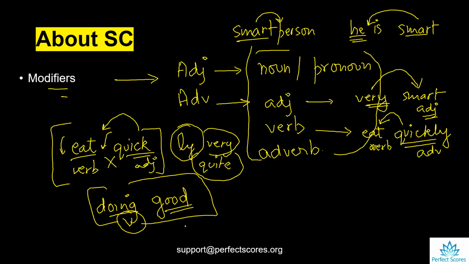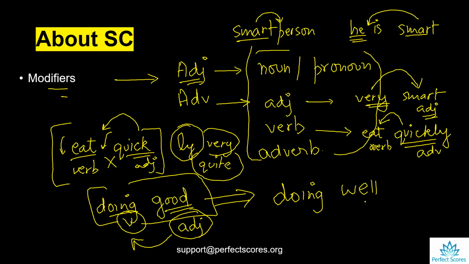Good is going to be an adjective, yeah. So do you think this adjective can describe the verb? No. It won't, because adjectives describe only nouns and pronouns. You cannot use good for any action. So what you're going to say is, I'm doing well. All right, so well is the adverb form of good.